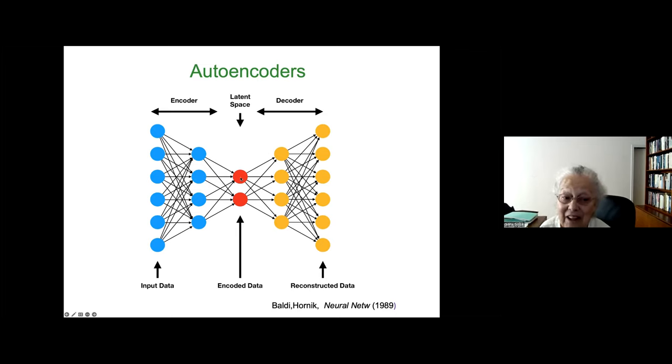Now, it doesn't tell me that the top red unit is the leading principal component and that the bottom red unit is the second principal component. It doesn't tell me that. But it gives me 2 linearly independent directions in space that span a subspace, which is the same subspace as would have been spanned by the 2 leading principal components. But it doesn't give me exactly the principal components with their associated variances as PCA does. Okay, but it gives me the PCA subspace.